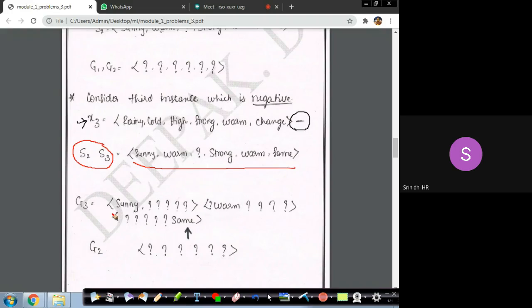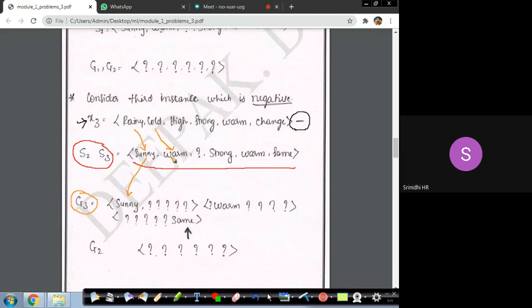You will start updating your G3 here. So G3 will be updated here. Let's see how we update this value. We'll start comparing your x3 with S3, and I will be updating your G3. First, I'm having rainy and sunny. For the attribute sunny, if there is sunny, all the rest of the attributes can be generalized. This is my first. Second, let's go for the second attribute.